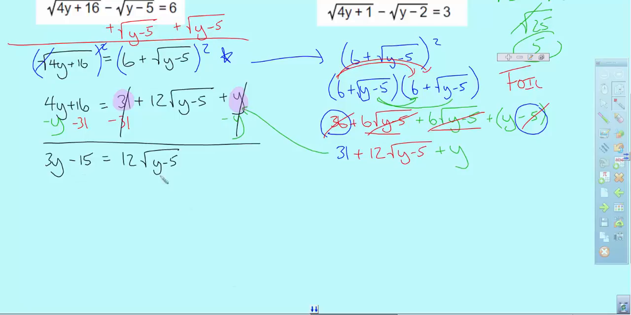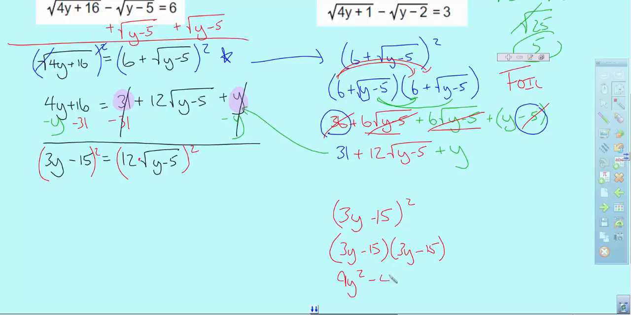But because of its multiplication right here, I can go ahead and square this guy. And whatever I do to one side, I have to do to the other side. So let's address these separately. Let's take the first one out here. So we've got 3y minus 15, quantity squared. That's going to be 3y minus 15 times 3y minus 15. So we start foiling that. That gives us 9y squared minus 45y minus 45y plus 225.